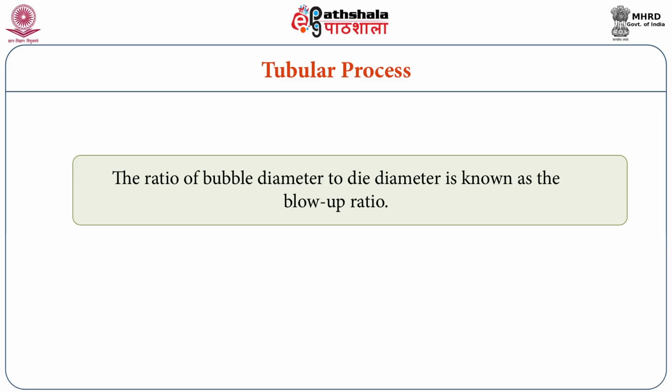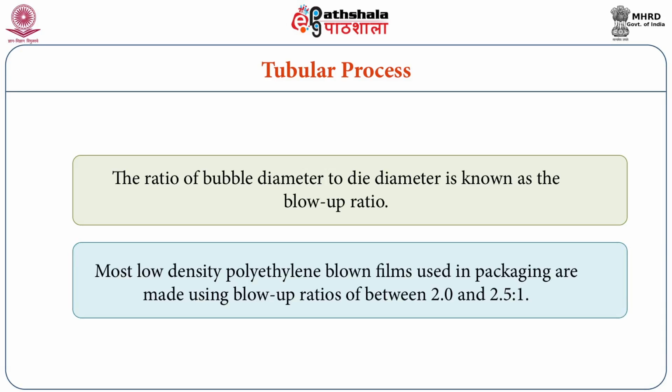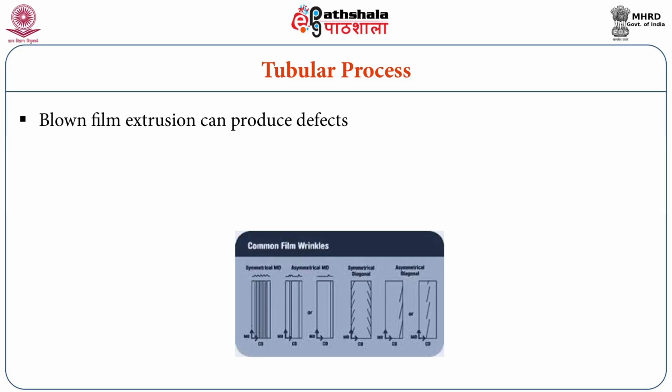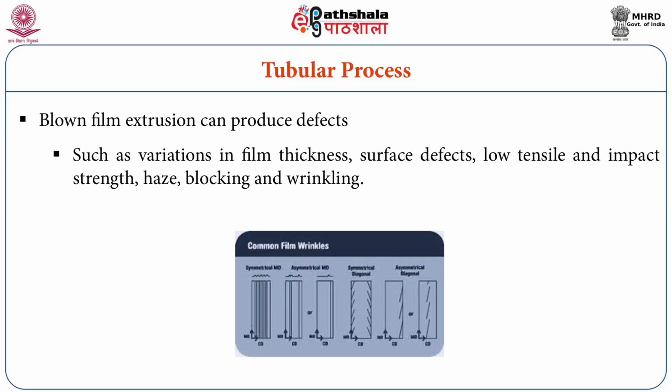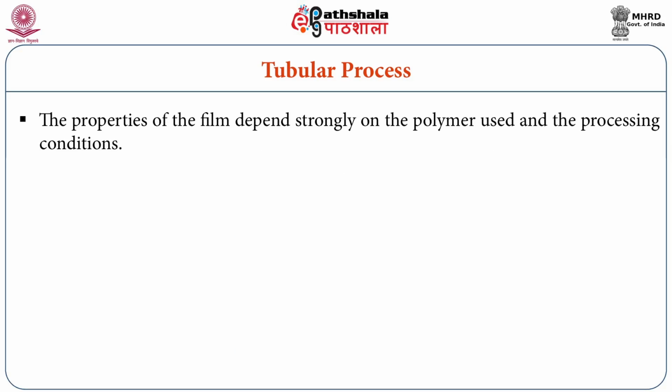The ratio of bubble diameter to die diameter is known as blow-up ratio. Most low-density polyethylene blown films used in packaging are made using blow-up ratios of 2 to 2.5:1. Blown film extrusion can produce defects such as variations in film thickness, surface defects, low tensile and impact strength, haze, blocking and wrinkling. The properties of the film depend strongly on the polymer used and processing conditions.